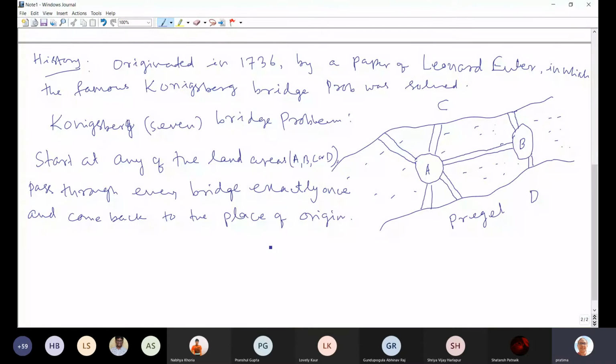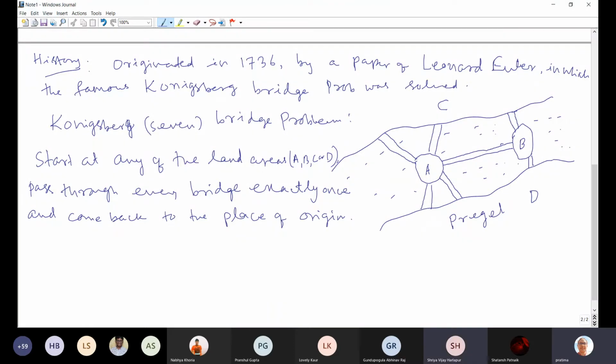So whether it is possible: start at any of the land areas you like. If you start at A, fine. You have to pass through every bridge exactly once and come back to your place of origin. You can start at any of the land areas, maybe C, maybe D, maybe B. So whether it will be possible?